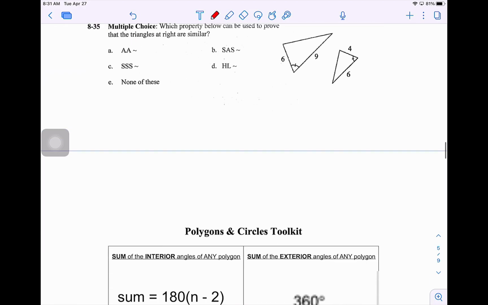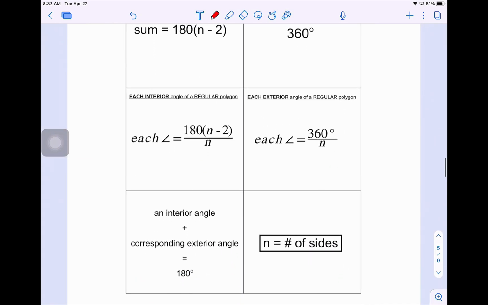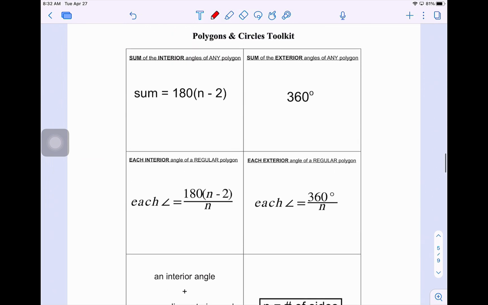Let me go to the actual. So here is the toolkit. If you have not done so, why don't you take that out right now? Take out your green toolkits. Polygons and circles one. So far we got all the polygon stuff on there. We'll do the circle stuff on the backside when we get to it.